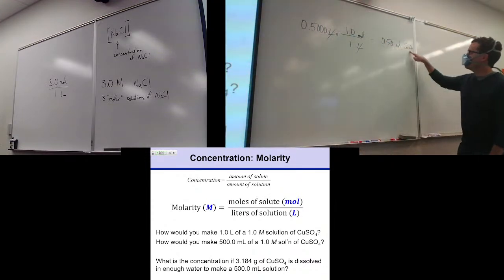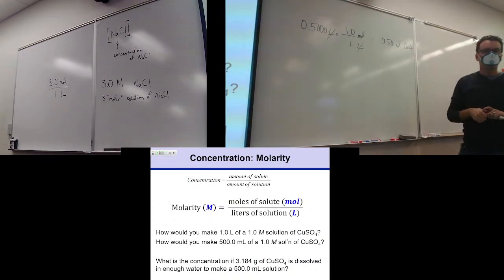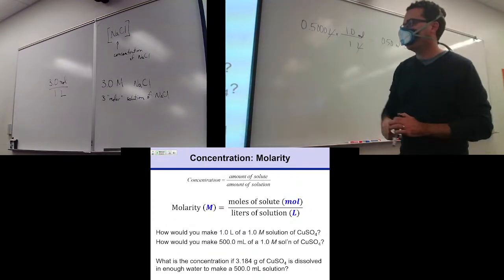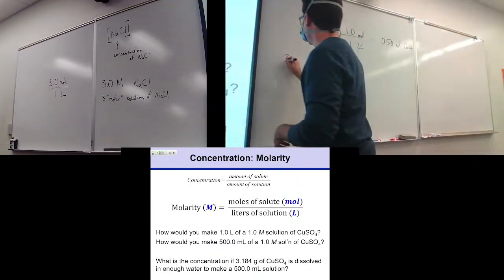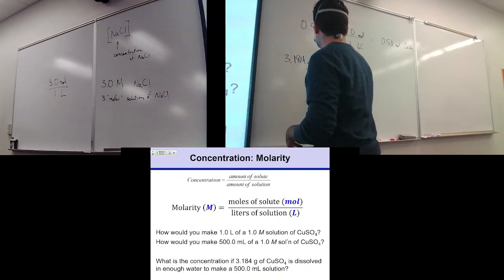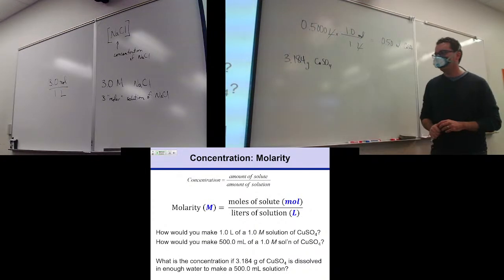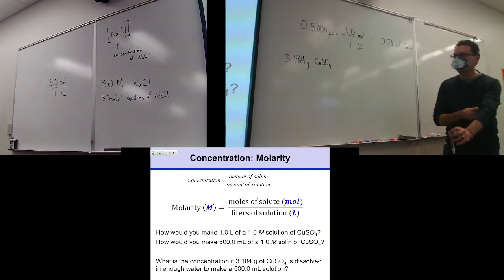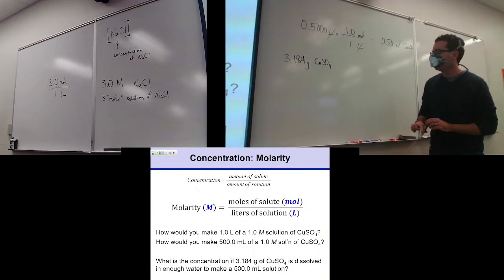You might be thinking, well, what does this mean? How do I get 0.5 moles? We'll convert it to grams using a molar mass. So this next question: if I have 3.184 grams of copper sulfate, and I dissolve it in enough water to make a 500 milliliter solution, what concentration solution would I get?